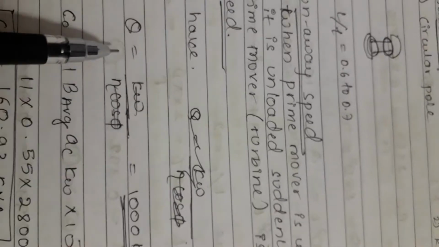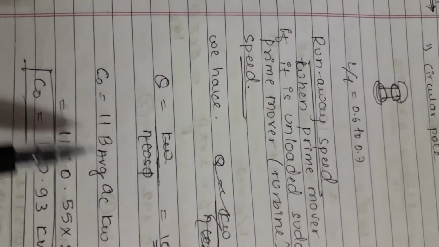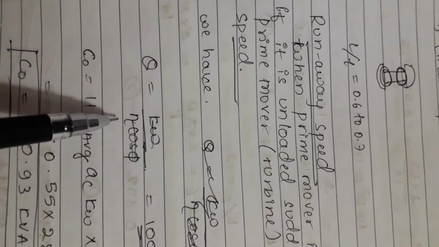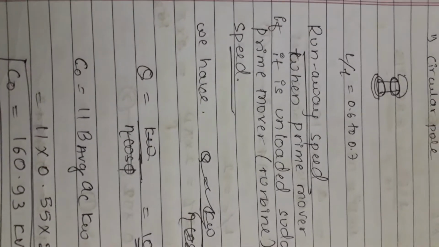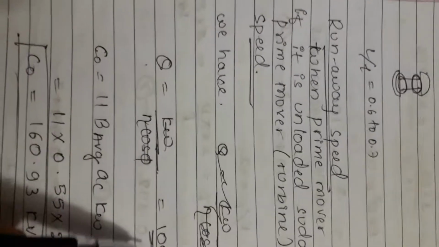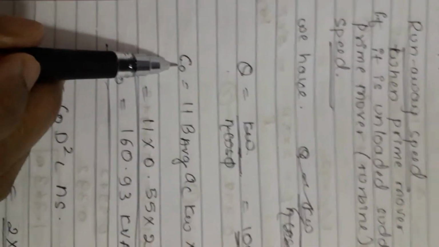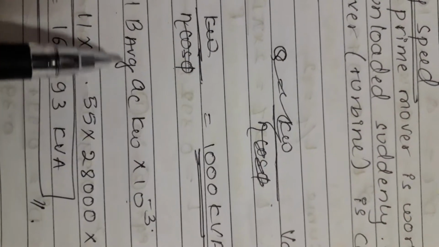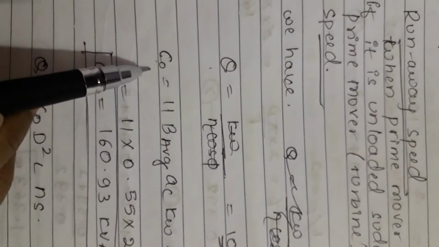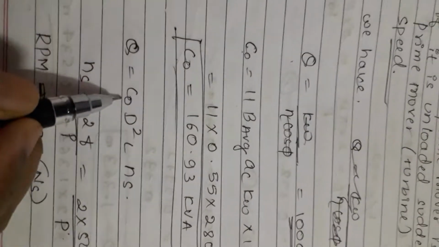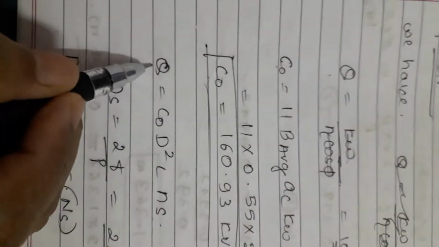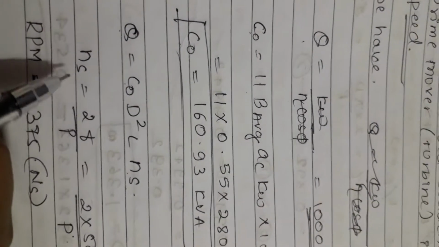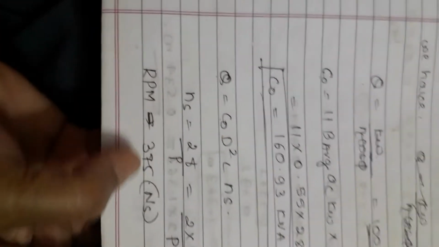Now we have to find out Q. The Q formula you know very well: kilowatt upon efficiency times cos phi. But 1000 kVA is given, so Q is given as 1000 kVA. We have to find C naught, which is 11 B average AC kW times 10 raised to minus 3. Last time I explained that the same equation of the induction motor applies to the synchronous machine. So C naught we have calculated. Now Q = C naught D square L ns, same formula. Q we know, C naught we know, and ns we know, ns is 2f by p, where the number of poles p we substitute and we get ns.